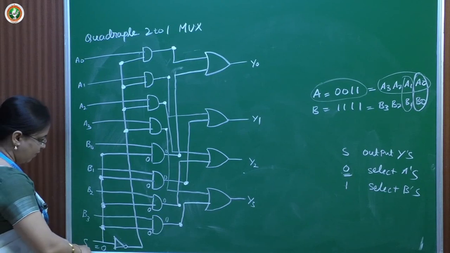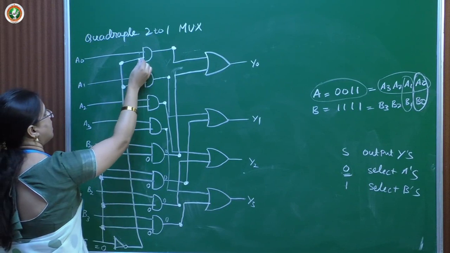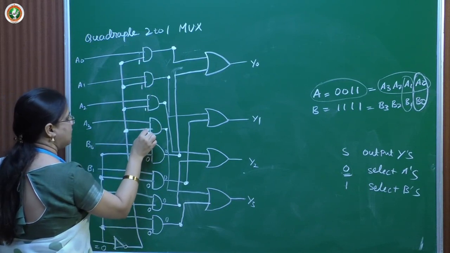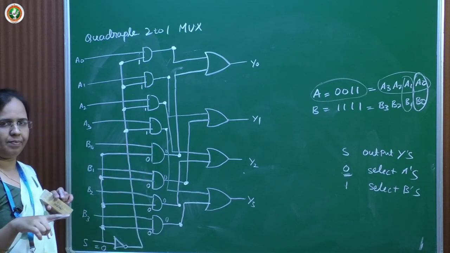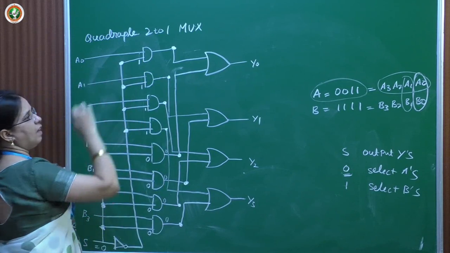Whereas, now S is passing through the inverter here. So that means it will become 1. So what is the input to the upper AND gates, that is A AND gates? It is 1. One of the inputs is 1. So that means yes, the output of this AND gate depends on A values.